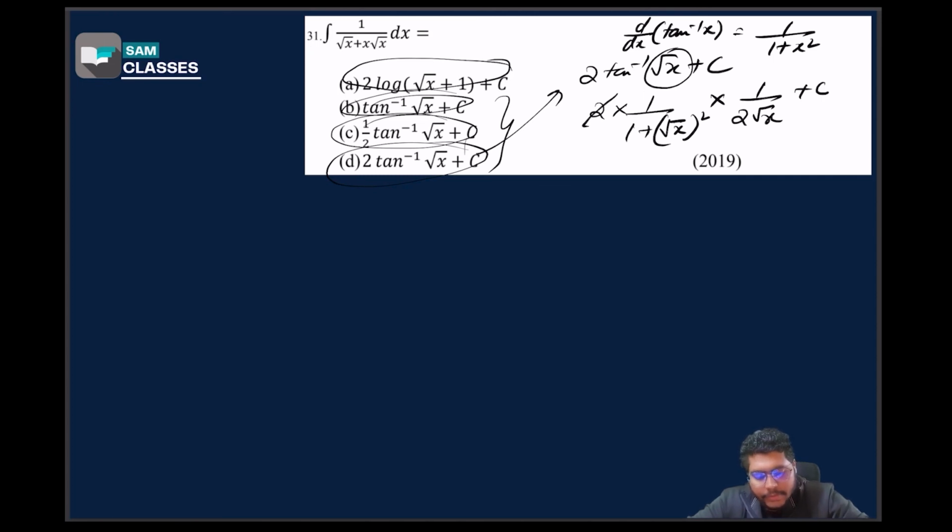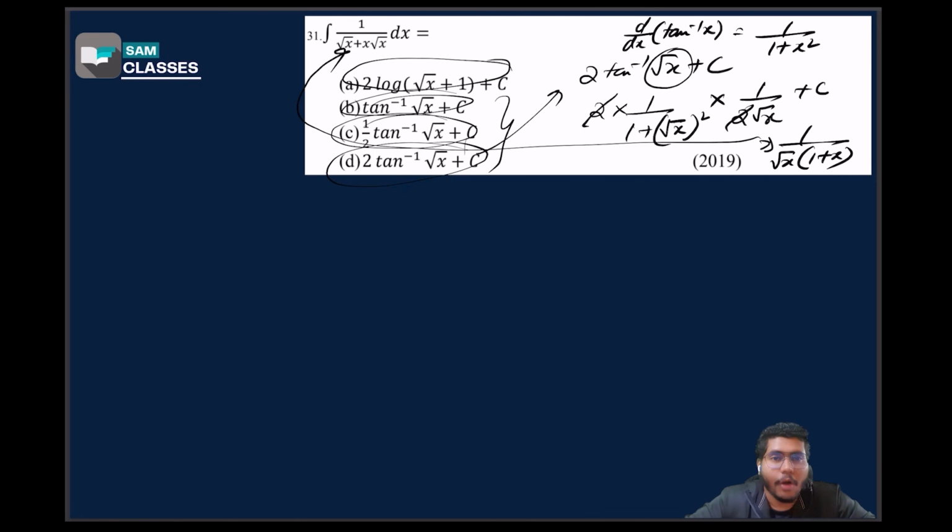So this 2 is gone. So what I got: 1 by root x into 1 plus x. So see, that is the same as the question. So without solving the question, I got the answer. But I'll show you how to solve it also. But see, you can go the opposite way also.